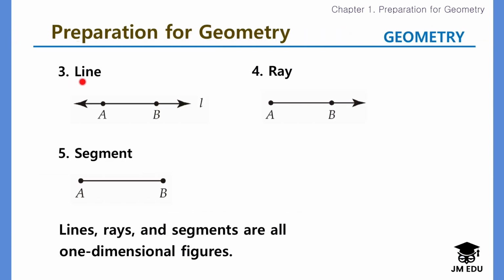Number 3, line. Line is a geometrical object that is straight and infinitely long. It runs endlessly in both directions. If a line contains the point A and B, then the mathematical symbol of this line is line AB.